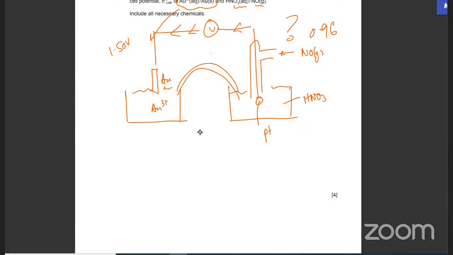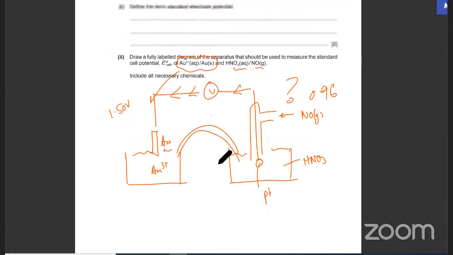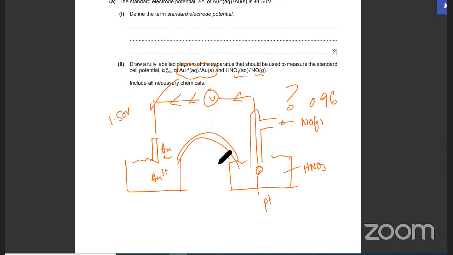So it's not necessary to show electrons in the label? No, in this case they didn't ask for that. They usually do ask for it specifically if you have to tell them. You just have to draw the labeled apparatus, that's it.